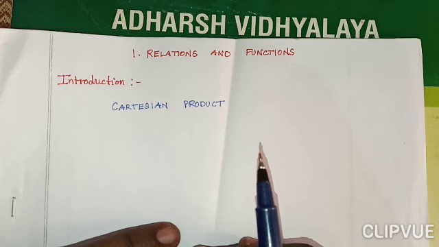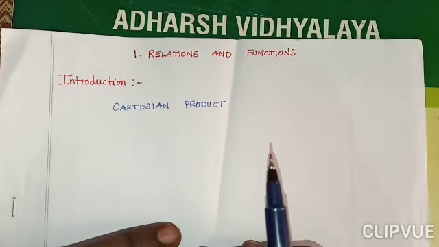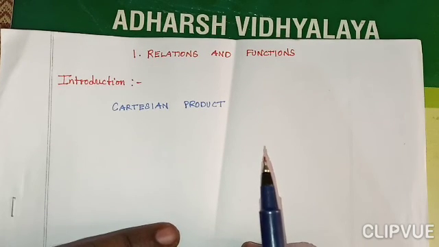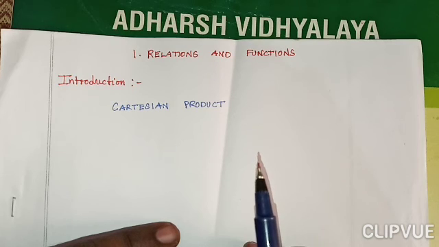In this video, we are going to learn the new topic, relations and functions. This chapter begins from set language. You have learnt it in 9th standard. You know the definition of set. A set is a collection of well-defined objects.